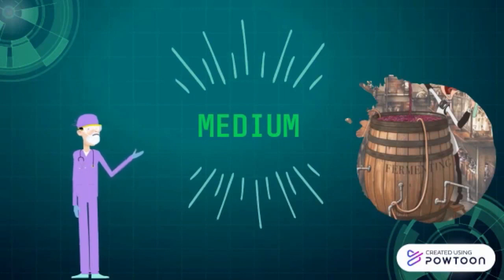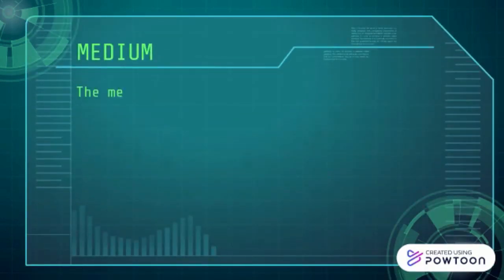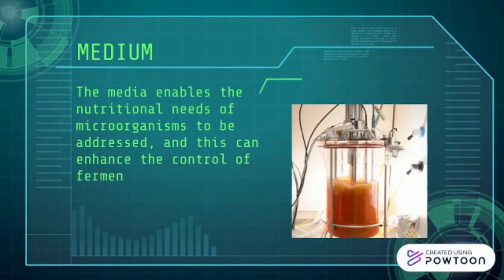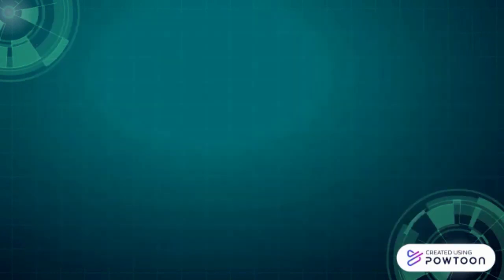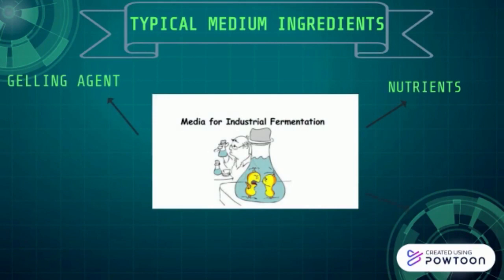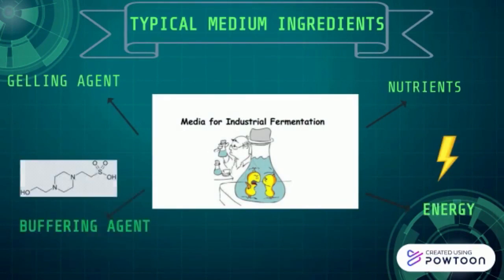Next is medium. The definition of medium is it enables the nutritional needs of microorganisms to be addressed, and this can enhance the control of fermentation efficiency. Typical medium ingredients are nutrients, gelling agents, energy, buffering agents, indicator for pH change.